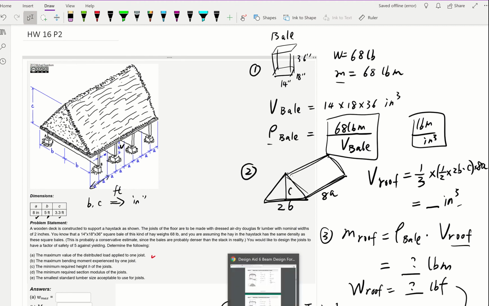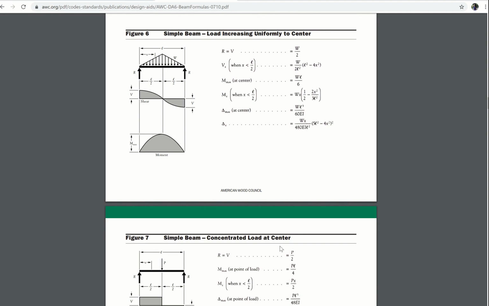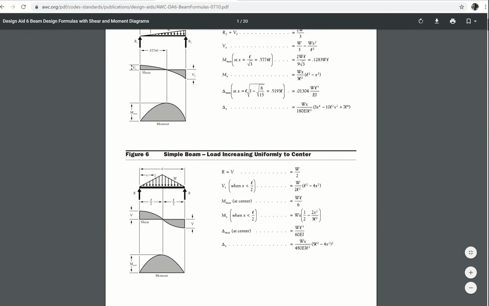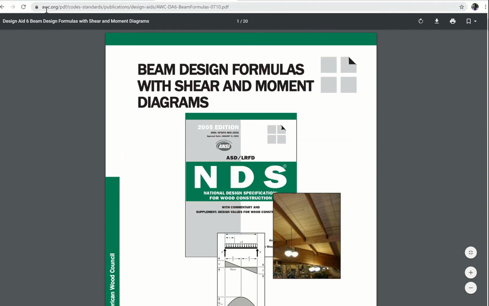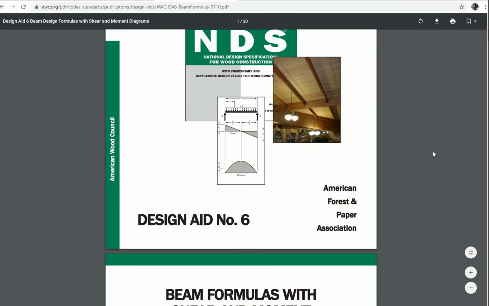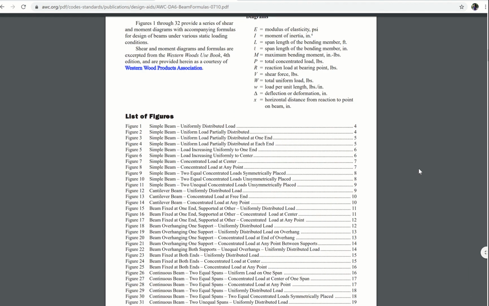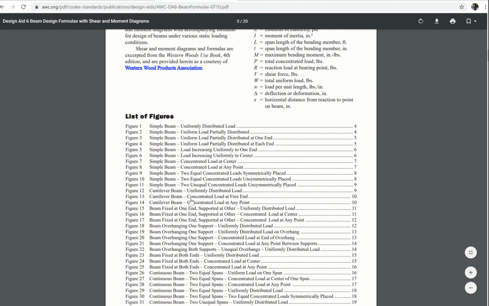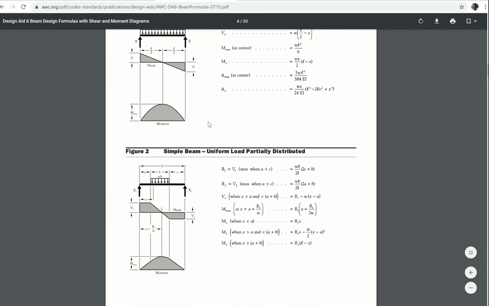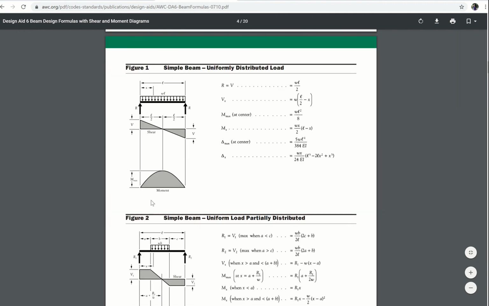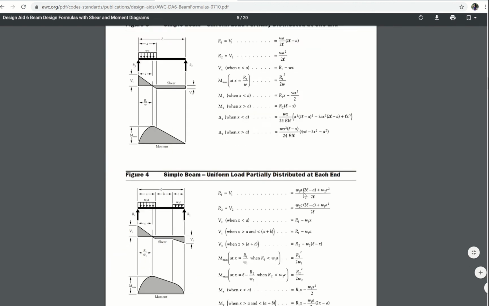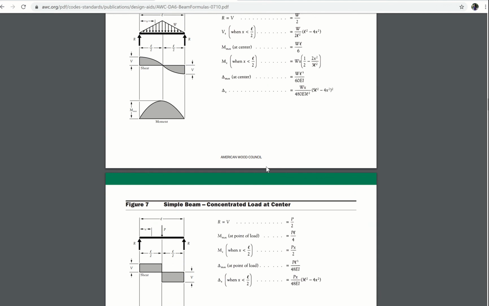So I'm going to open up this one here. This is from the American Wood Council, and they use this National Design Specification for beam design. Here, if you look at the table of contents, they have simply supported beam, they have cantilever beam, etc. And they have different distributed loads. Let's just scroll down. You have uniform distributed load. You can find the maximum bending here. They give you that information too. So in that case, we can just use that.